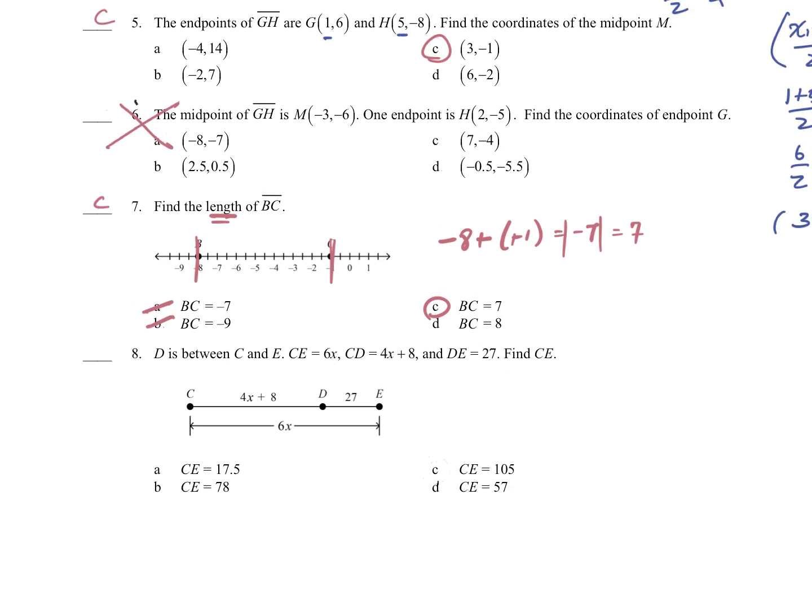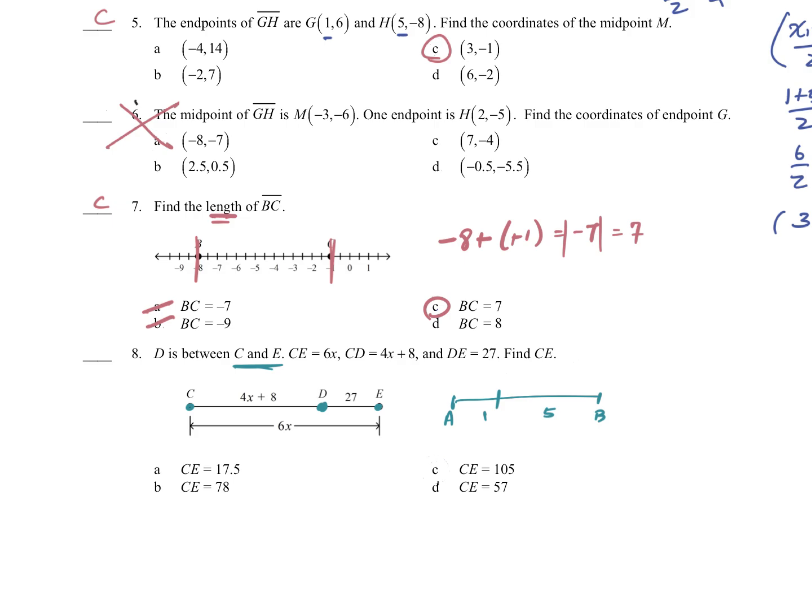For number 8, this is saying D is between C and E. It's not saying it is in the middle, it's just saying that it's between it. So they drew it for you. So they're saying D is between C and E. If you had a segment, let's say we had a line segment here, and I told you that this was 1 and this was 5, and I wanted you to find AB.